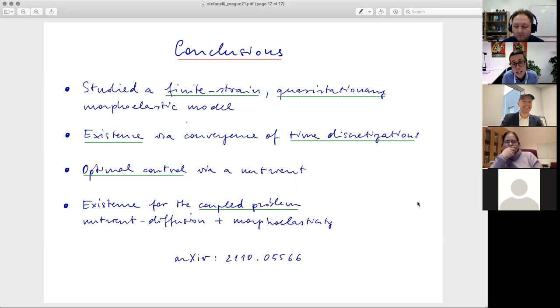Of course, this basic result can be extended, and we wanted to look at some optimal control problem via the control by the nutrient or the chemotherapeutic. But this nutrient can also be completely coupled in a kind of diffusion plus morphoelastic system.